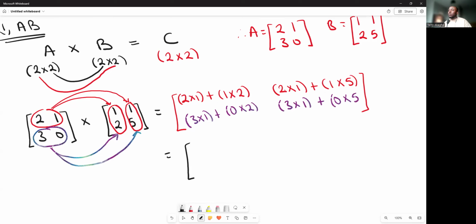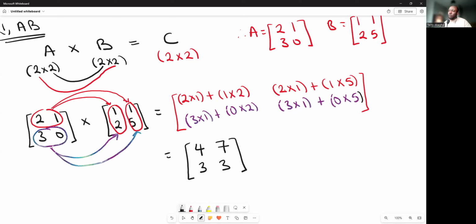Then we're now going to simplify. So we have 2 times 1 is 2. 2 plus 2 will give you 4. 2 times 1 is 2. 2 plus 5 will give you 7. 3 times 1 is 3. 3 plus 0 will still give you 3. Okay. 3 times 1 is 3. 0 times 5 will give you 0. So the answer is 3.